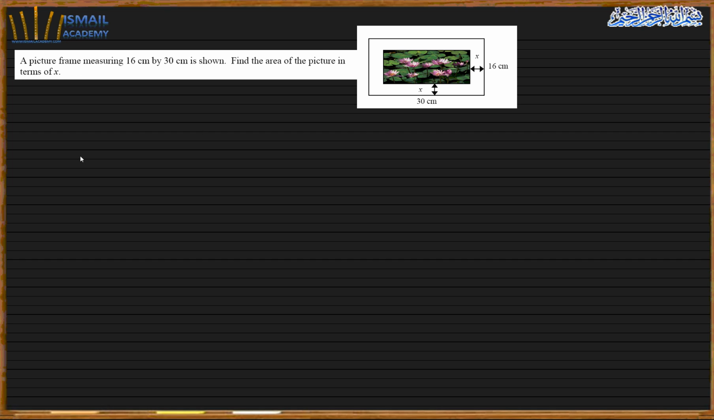That means it will be a function of x, something that has some algebra with x in it. So what I need to do here is find the area of that picture. I need to define what the length is and what the width is. As you see here, we took x from here, so we took x again from here. That means from the width of the frame we took 2 x's. So the width here will be 16 minus 2x.